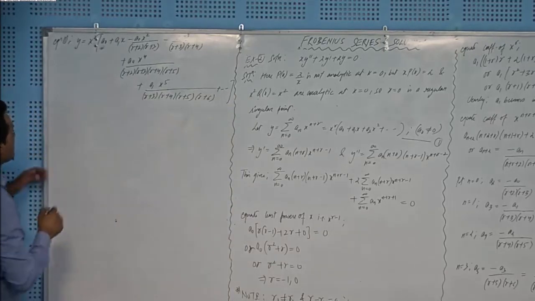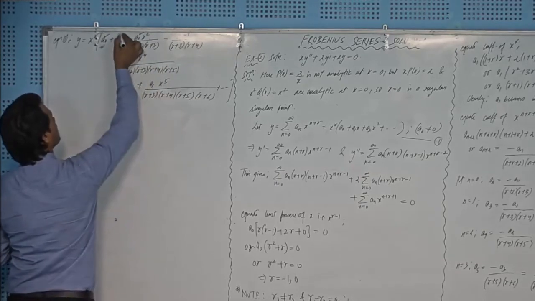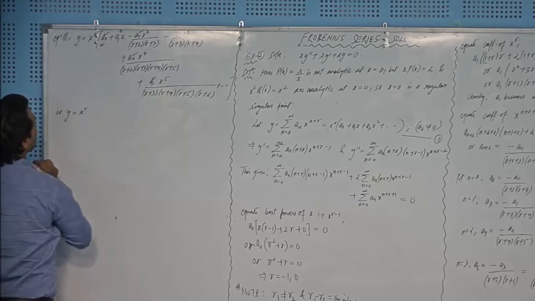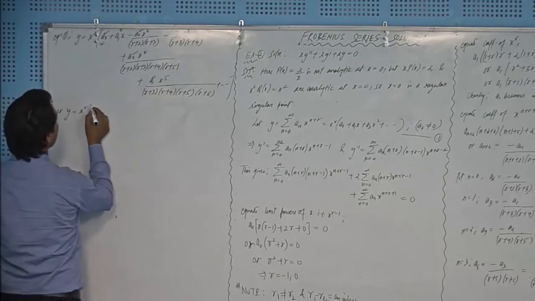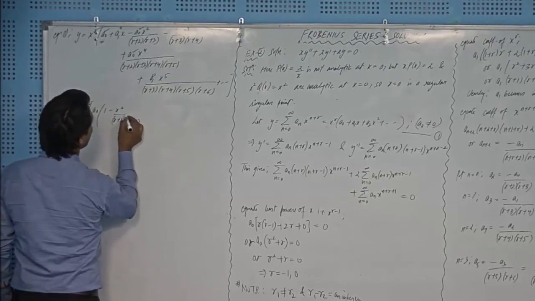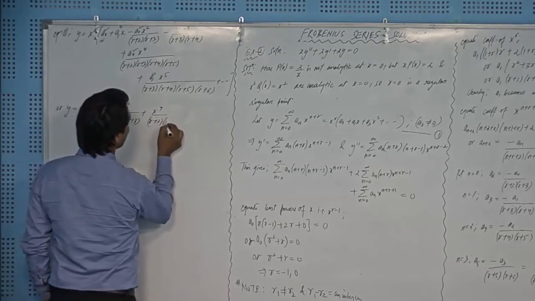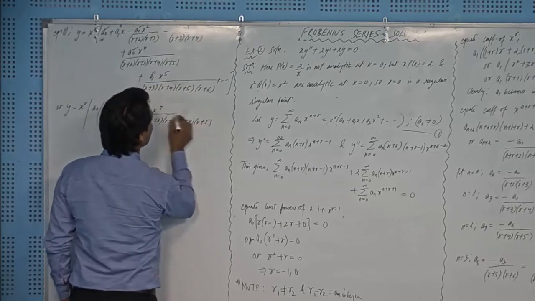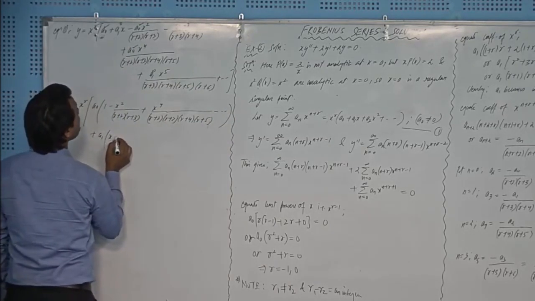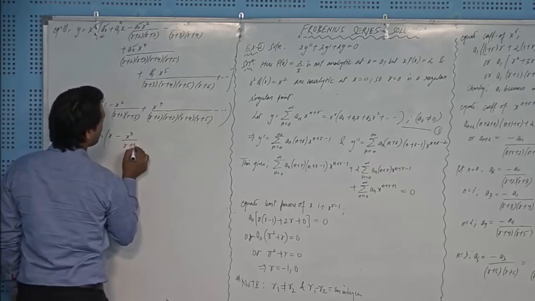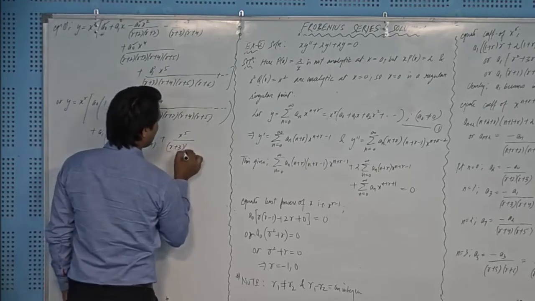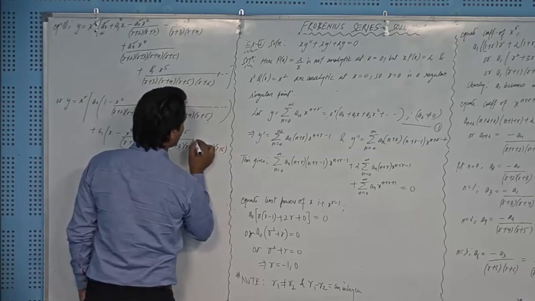Okay, now we can see that these a naught can be taken common and these a1s can be taken common, right? So that will give you y is equal to x to the power r, right? And a naught taken common, 1 minus x square over r plus 2, r plus 3, and plus x to the power 4 over r plus 2, r plus 3, r plus 4, r plus 5. Okay, and this is one series, and other will be a1 times x minus x cube over r plus 3, r plus 4 plus x to the power 5 divided by r plus 3, r plus 4, r plus 5, r plus 6 and so on.